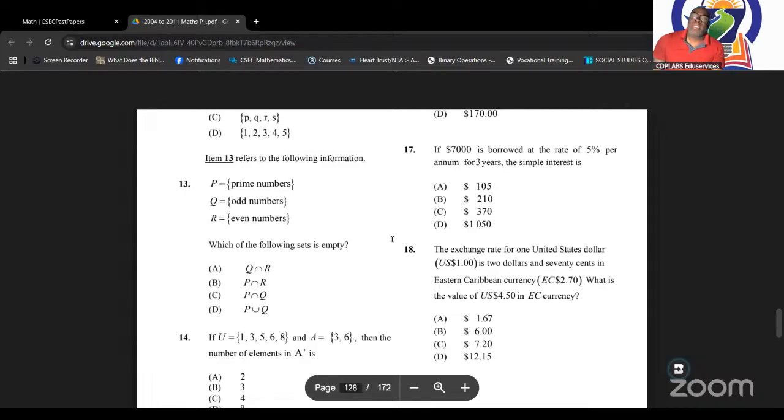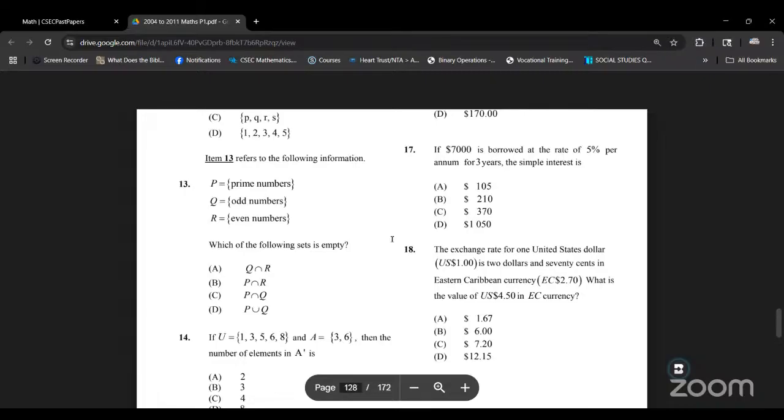Now that symbol means intersect, the one that turns down. Between letters Q and R, P and R, P and Q, that symbol means intersect. The name of it is intersection of sets. So Q intersect R, P intersect R, P intersect Q. But the question then is, what do we mean by the term intersection of sets? Do you know what that means?